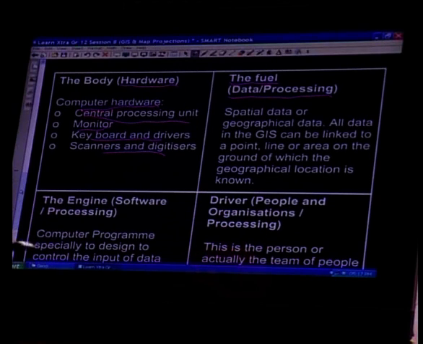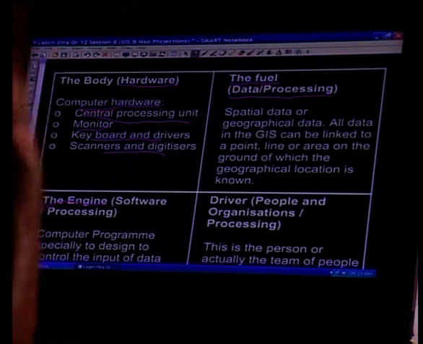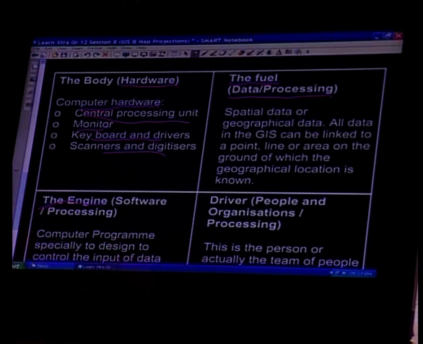And maybe I should have explained this before. The software, the program itself, could be the engine, because without an engine, the car can't move. So that is your software. You can have millions of pieces of data, but if you don't have the software to process that data, you can't do anything with it.